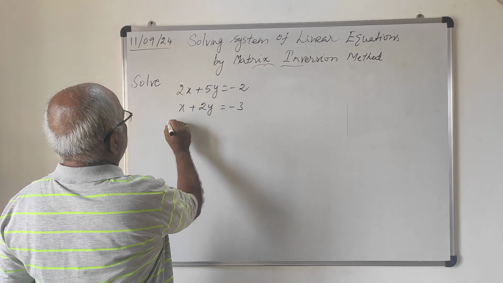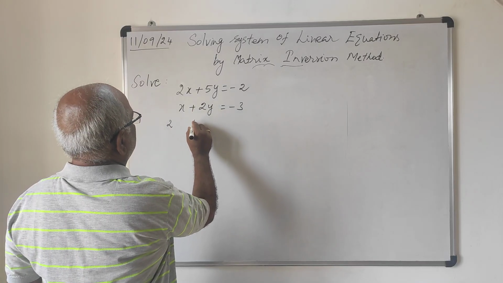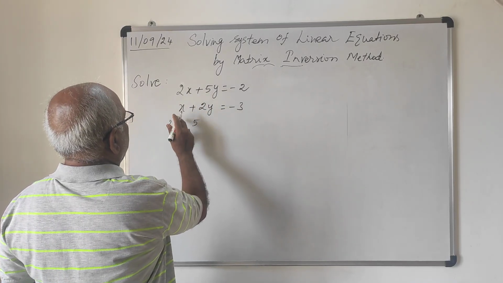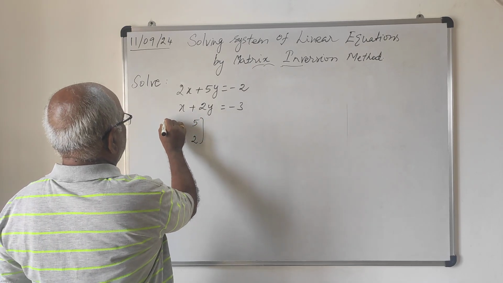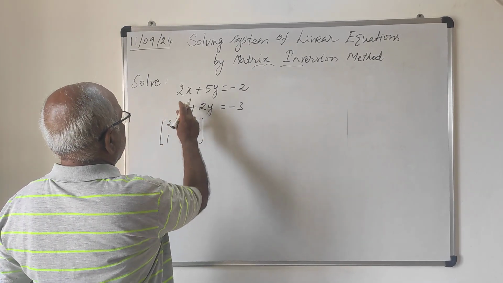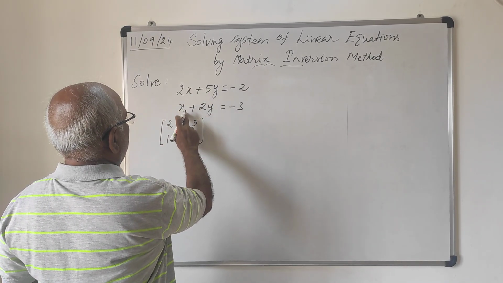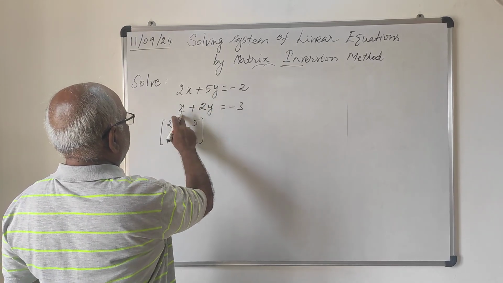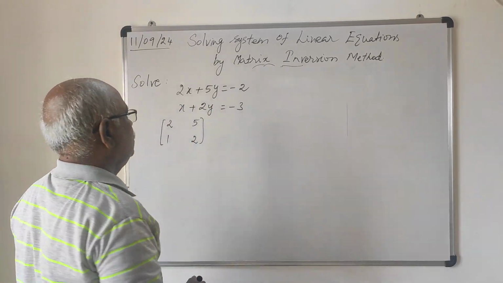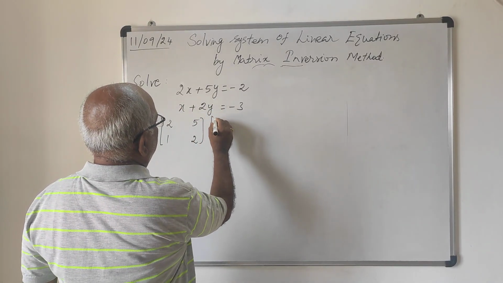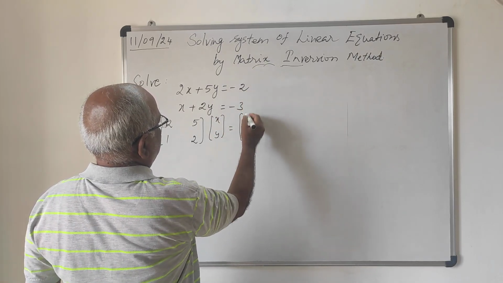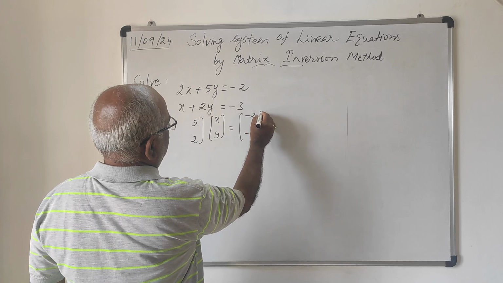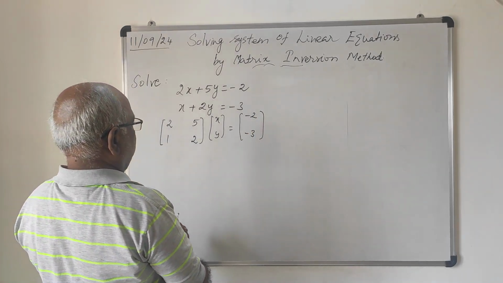The coefficient of x is 2, the y coefficient is 5; in the second equation the x coefficient is 1, the y coefficient is 2. So this is 2, 5, 1, 2. The coefficients of x and y form a 2 by 2 matrix, times the column matrix of the variables x, y, equal to the constants minus 2, minus 3 on the right side. This is a matrix equation.